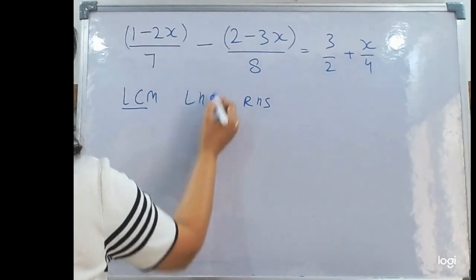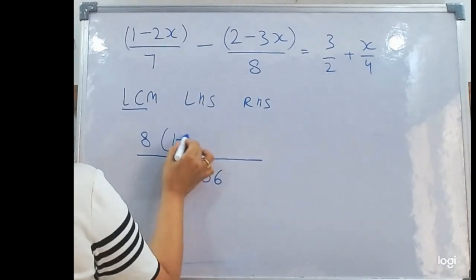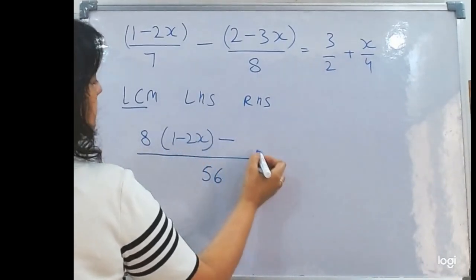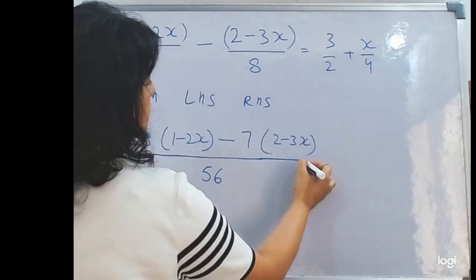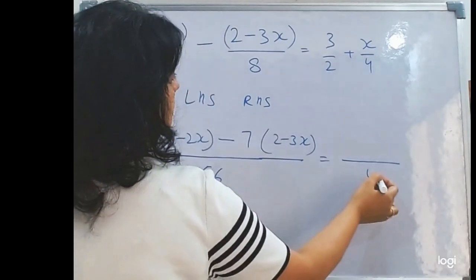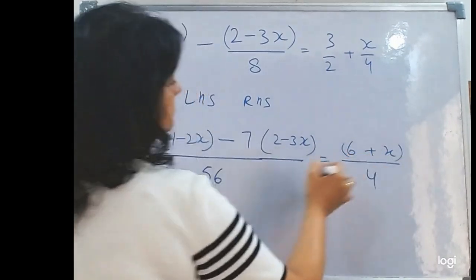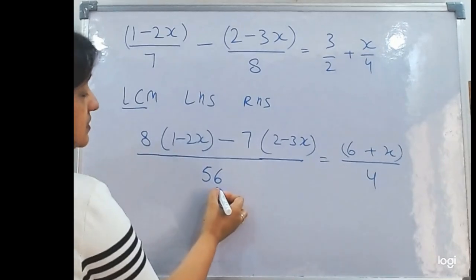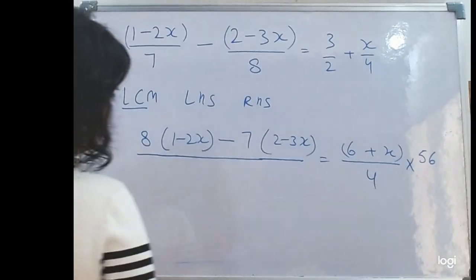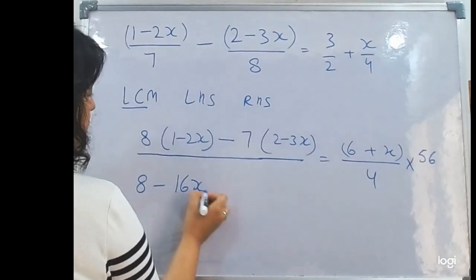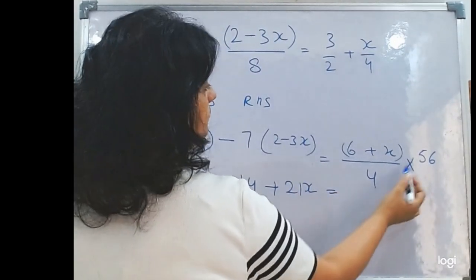So LCM for left hand side is 56. So the value becomes 8 into 1 minus 2x minus 7 into 2 minus 3x. Here LCM is going to be 4. So 6 plus x. Now transpose this 56 from left hand side to right hand side. Then simplify the expression. Minus 16x plus 21x is equals to 56 and 4.